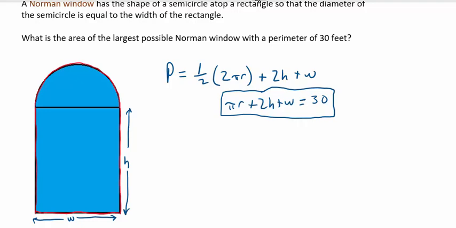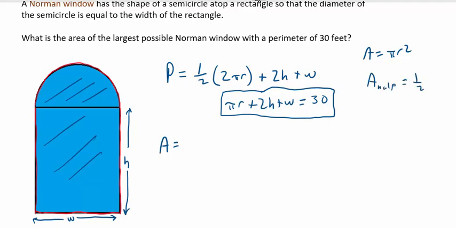The next thing that makes sense would be to find an equation for the area, since we have to find the maximum possible area of this Norman window. So as I said before, that would be the area of the circle added to the area of the rectangle. So my area formula would be, let's see, a full circle has area of pi r squared, but since we only have half of a circle, that would be 1/2 pi r squared. So that would be the area of the semicircle, 1/2 pi r squared. Let's add to that the area of the rectangle, which is obviously h times w. And our job is to maximize the area.